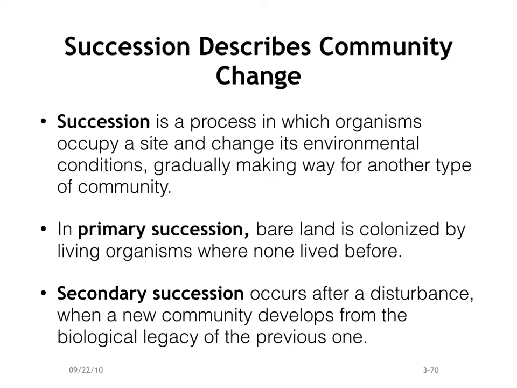In both kinds of succession, organisms change the environment by modifying soil, light levels, food and water supplies, and microclimate. This change permits new species to colonize and eventually replace the previous species, a process known as ecological development or facilitation.